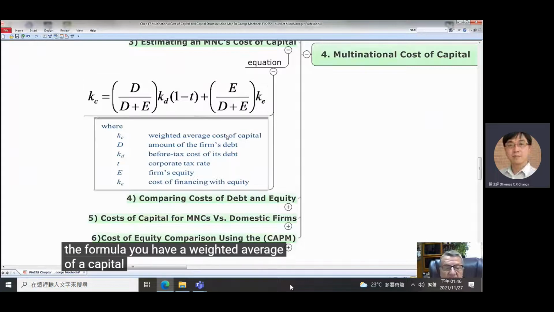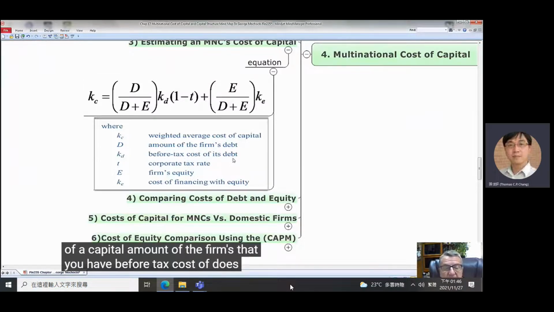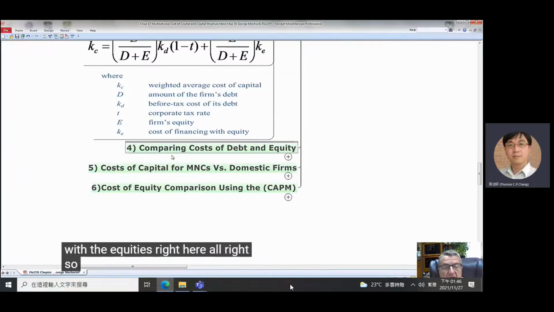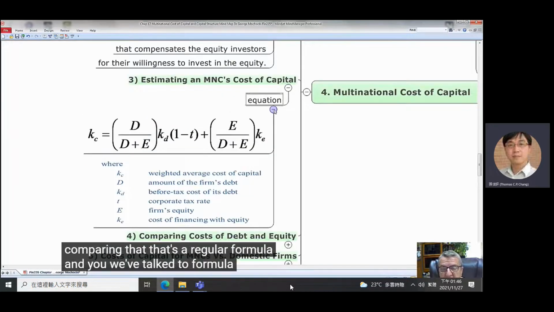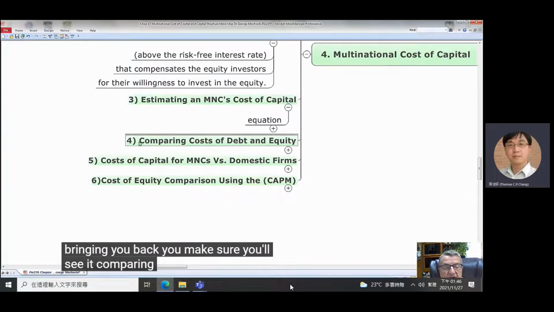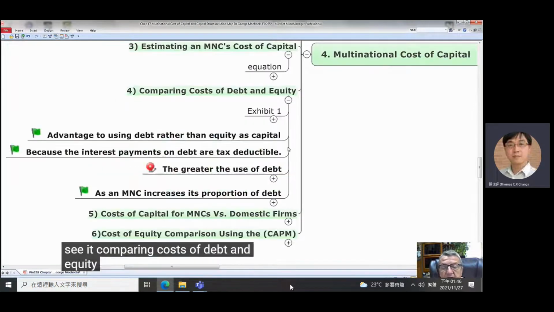You have a weighted average cost of capital, the amount of the firm's debt, the before-tax cost of debt, the corporate tax rate, right? You're plugging in the numbers, the firm's equity, and the cost of financing with equity right here, all right? So you have all that, that's the regular formula, and we talked about the formula earlier. We're just expanding on it and it keeps on bringing it back. Eventually you'll see it. Comparing costs of debt and equity.